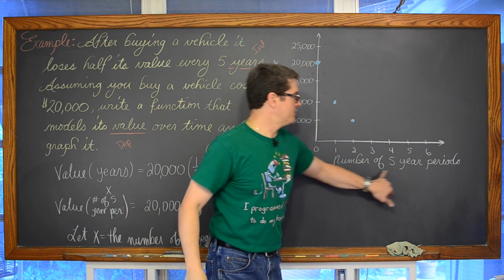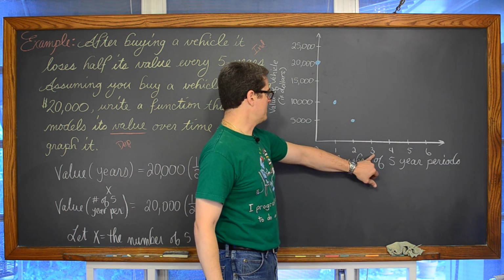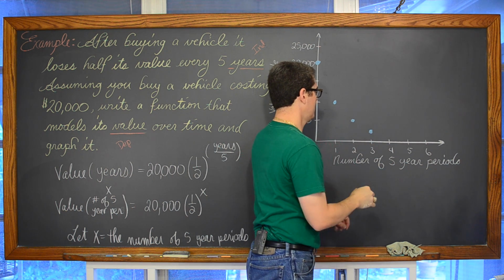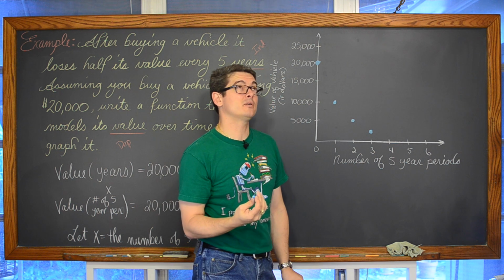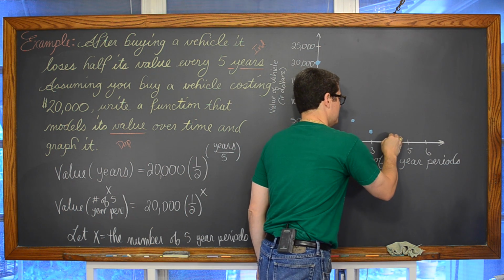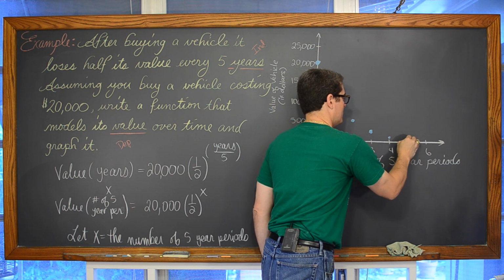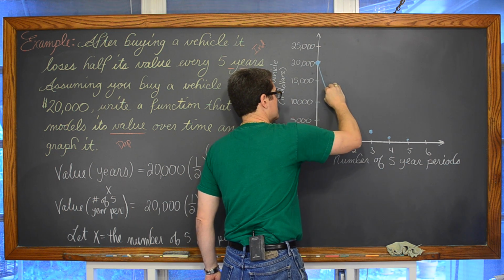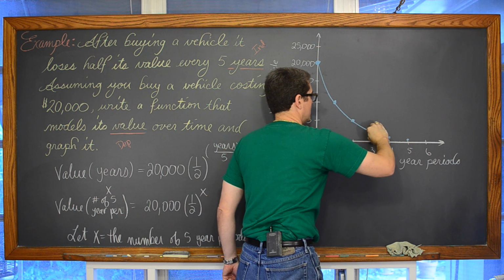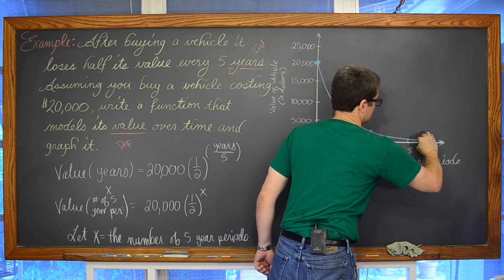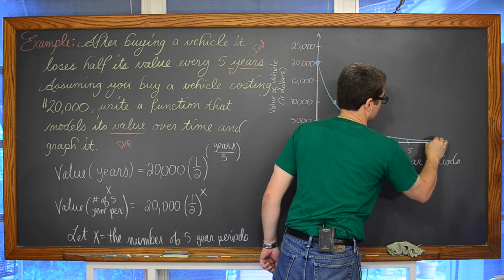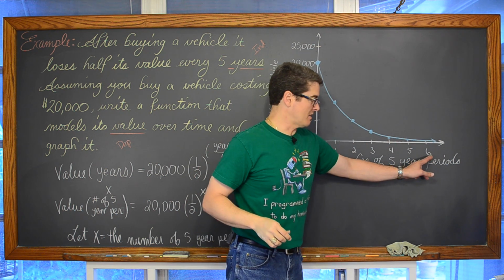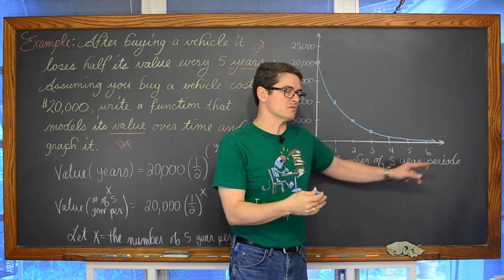At 3 5-year periods, that would be half again, which is going to be 2,500, and then half again. Half of 2,500 I think is 1,250, and this is just going to keep approaching. Now again, the value of your vehicle is never going to be negative. This is approaching a horizontal asymptote of y is equal to 0. And remember, this is not 6 years, but 6 times 5, 30 years later.